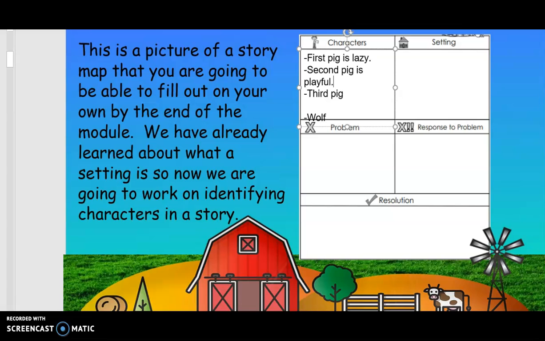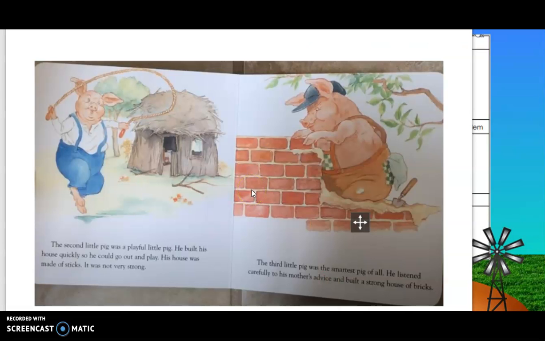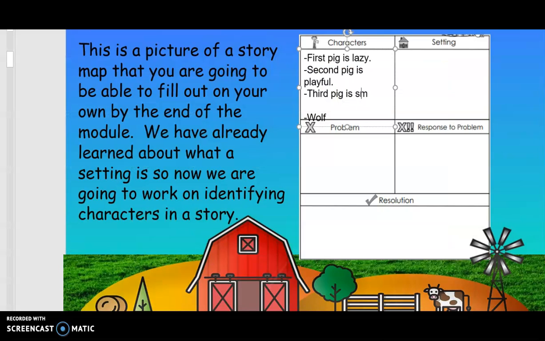Let's learn about pig number 3. I found the page with my character when I used my story stone to identify a character. The third little pig was the smartest pig of all. What is he? He's smart. Let's put it on our story map. Third pig is smart.